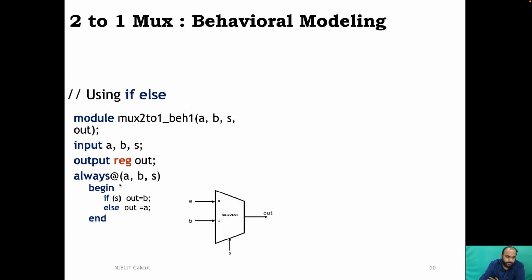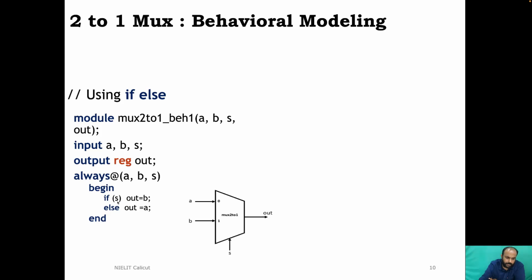The always loop is used to model a set of activities which happen in a continuous looping fashion in hardware. Once this loop is entered, I am writing a begin and end. Begin and end are similar to opening and closing braces in C. They are just used for grouping a set of activities together. Then inside, I am writing if S. If S means if S is equal to 1. You may either write if S double equal to 1 or you can simply put if S. Both mean one and the same.